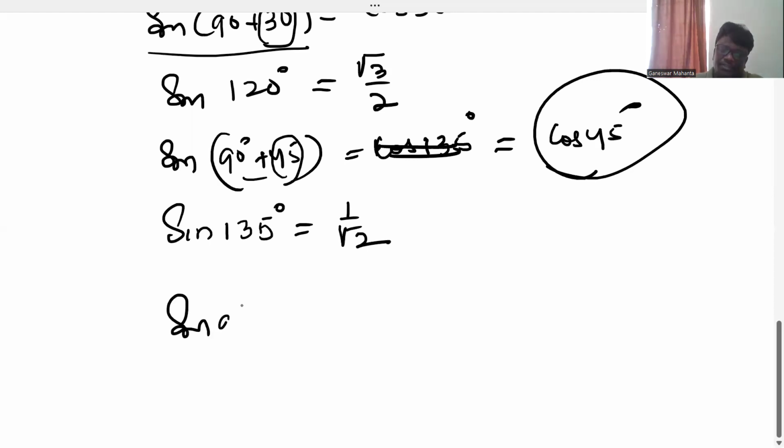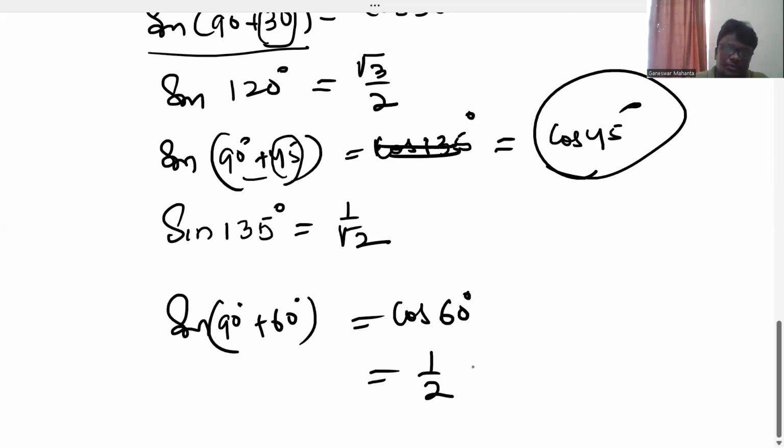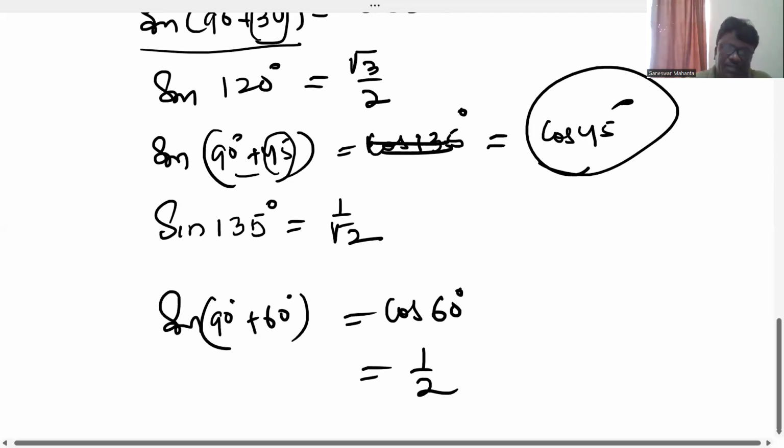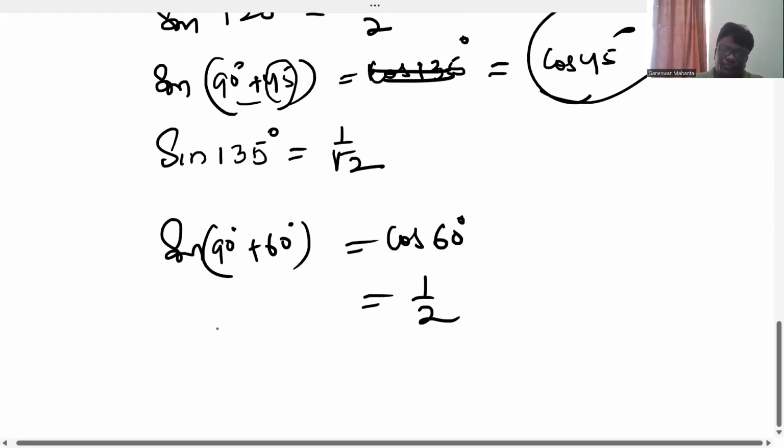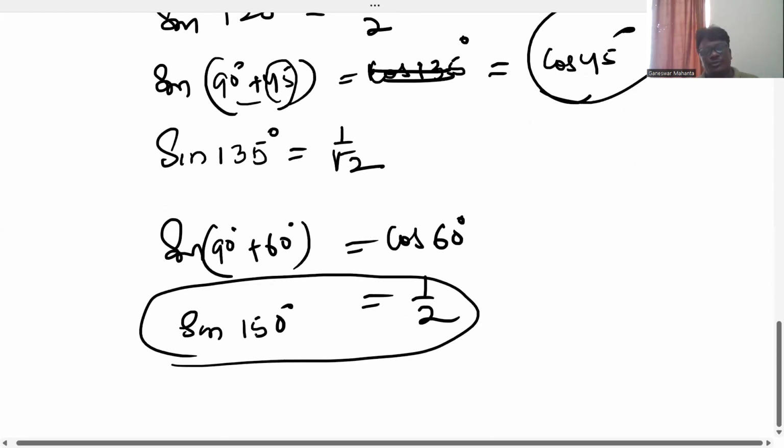Sine of 90 plus 60 degrees is the same as cos 60 degrees, right? Cos 60 degrees is 1 by 2. So sine 150 degrees is also equal to cos 60 degrees. That is 1 by 2, not 1 by root 2.